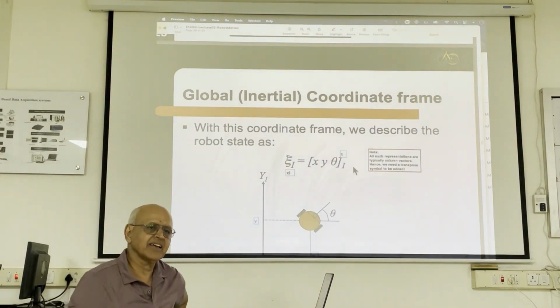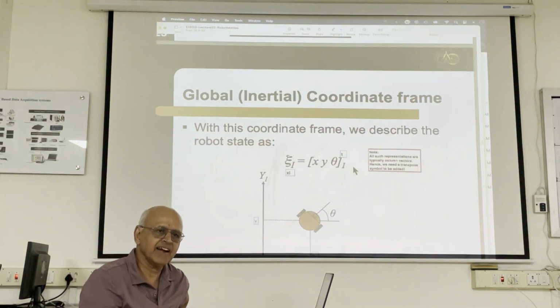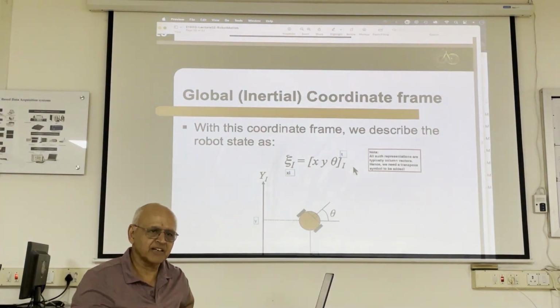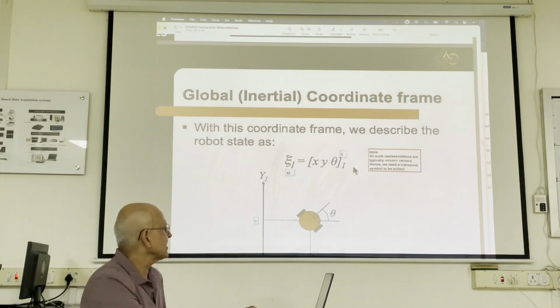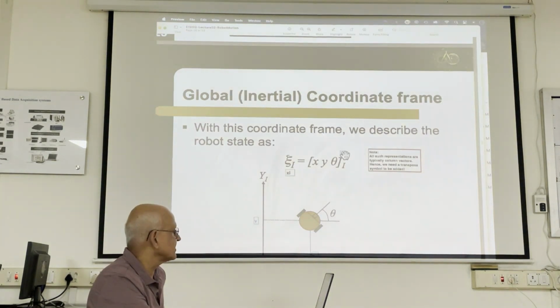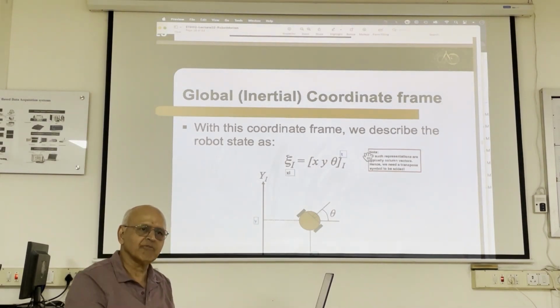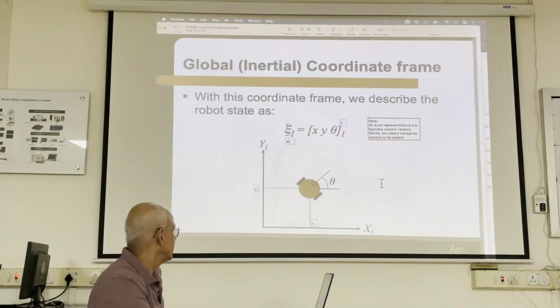Now typically state vectors are vertical, right? But in books, if you keep on writing vertical vectors, you'll use up a lot of space. So for that reason, they write it horizontally, but they put the transpose in there because it's really meant to be a column vector, not a row vector. So here's the x, here's the y, here's theta.